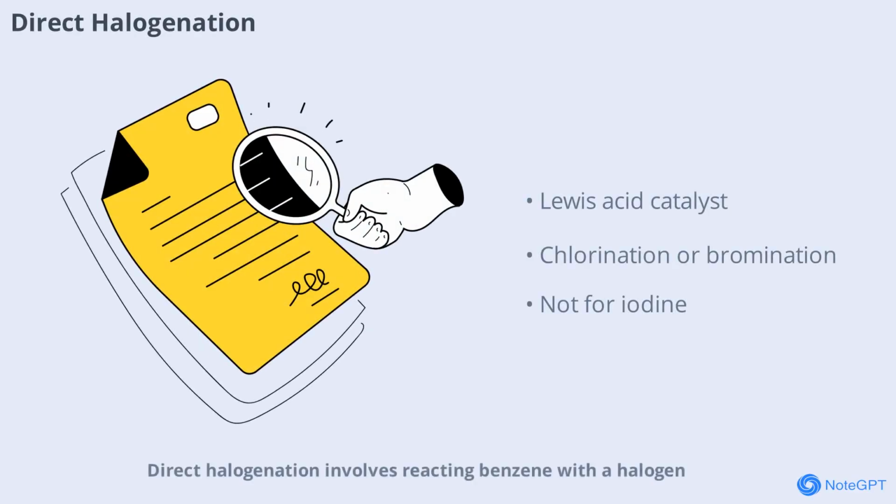Direct halogenation involves reacting benzene with a halogen, such as chlorine or bromine, in the presence of a Lewis acid catalyst like FeCl3 or AlCl3. This method is straightforward and commonly used in laboratories. The reaction leads to the substitution of a hydrogen atom with a halogen, forming a haloarene. However, this method is not suitable for introducing iodine due to its low reactivity with benzene.